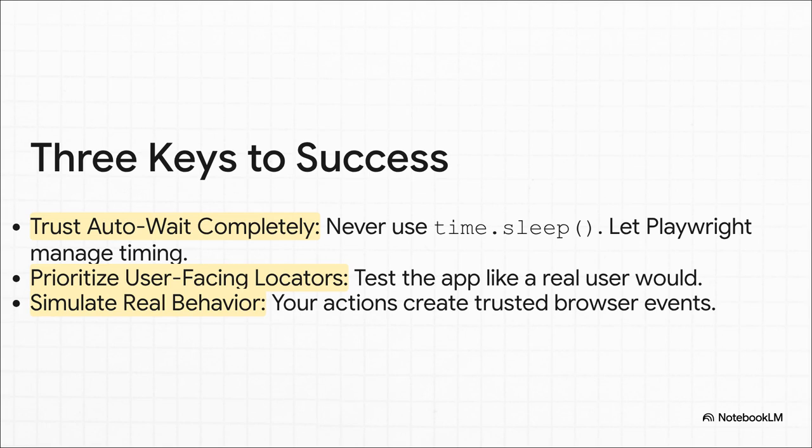Number 2, think like a user. Always use locators that a person would use to find something. Things like roles, text, and labels. It makes your tests fundamentally stronger. And third, remember that Playwright is simulating real user behavior. It creates trusted events that the browser literally can't tell apart from a real person clicking and typing. This is what makes your tests so incredibly realistic and reliable.